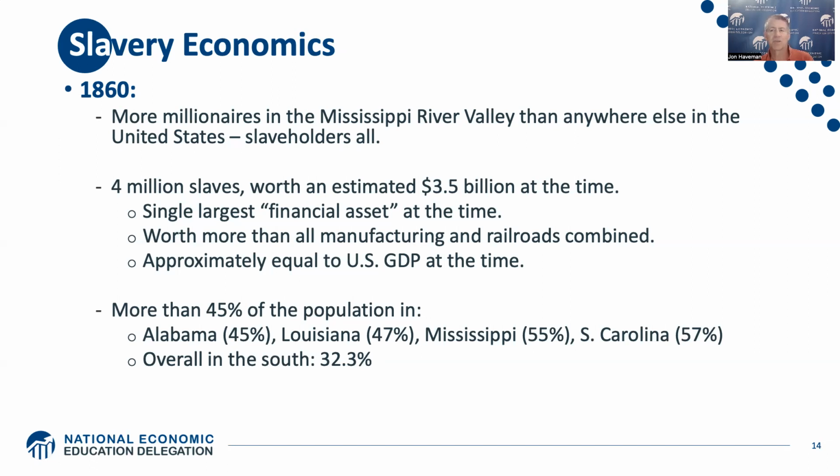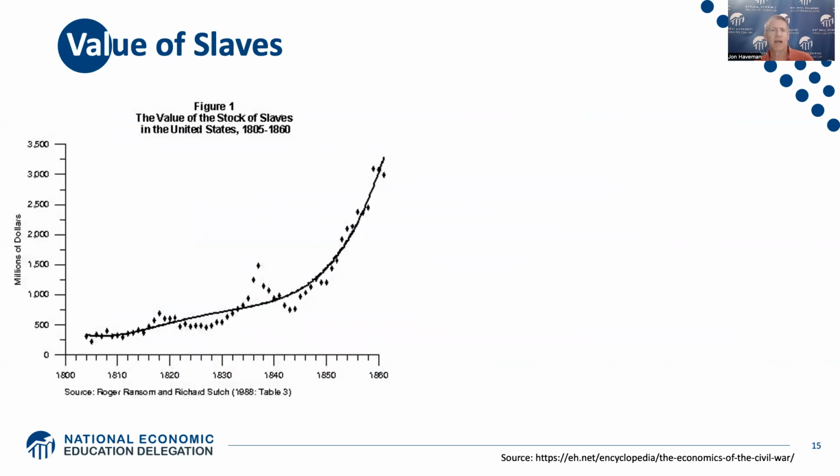Louisiana was 47%, Mississippi 55%, North Carolina 57%. Overall in the South, slaves made up about a third of the entire population. All right, so I talked a little bit about the value of slaves, and their value changed significantly over time.